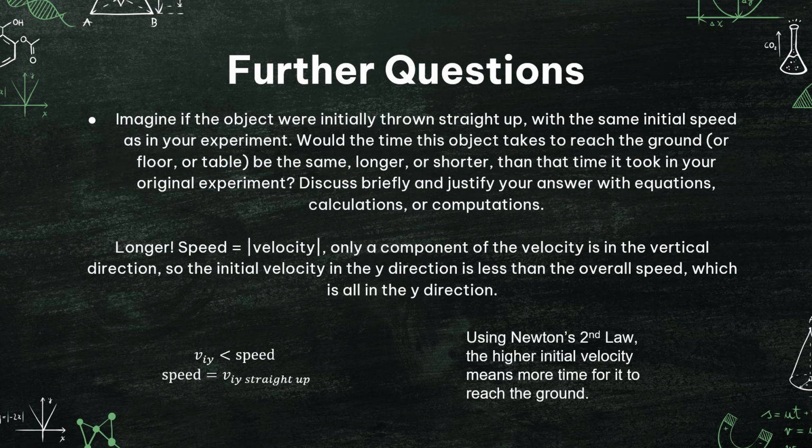If the object were thrown straight in the air with the same initial speed, it would take longer to reach the ground. In this experiment, only a component of the speed was in the y direction, while the full speed would be in the y direction in this instance, which makes the initial velocity in the y direction greater. According to Newton's second law, it can be determined that the higher initial velocity means it will take more time to reach the ground.